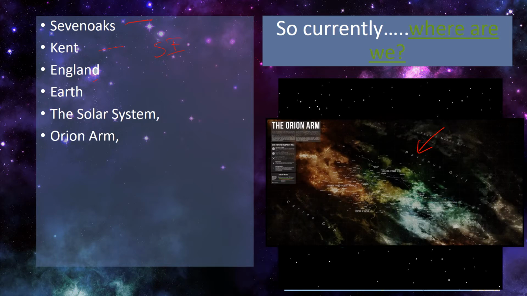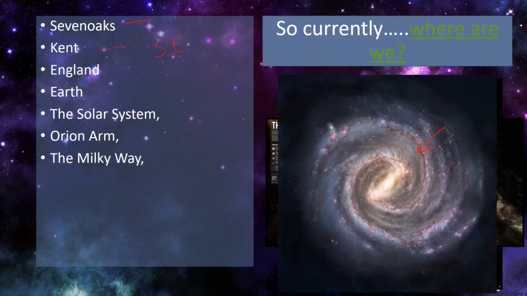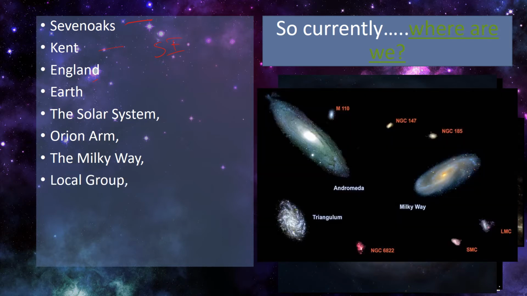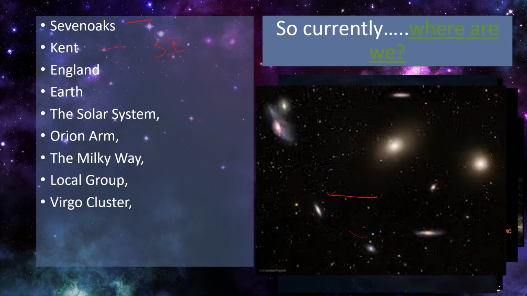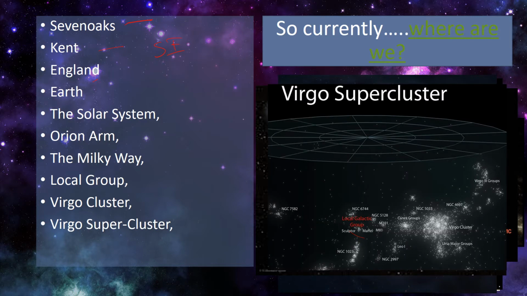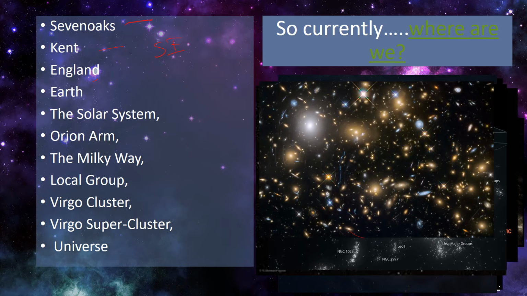We sit on Orion's arm of the Milky Way. The Milky Way is the name of our galaxy, and our galaxy is part of a local group or a local cluster of galaxies. The one that is most similar to ours is Andromeda, and that's our closest galaxy. And we are part of the Virgo supercluster of galaxies. And that makes up the universe.